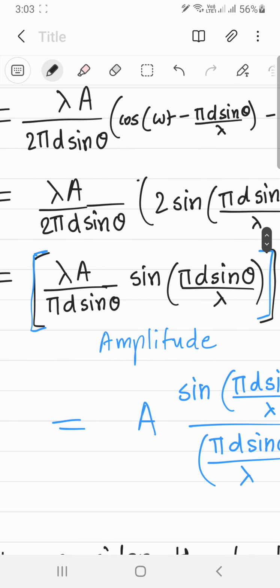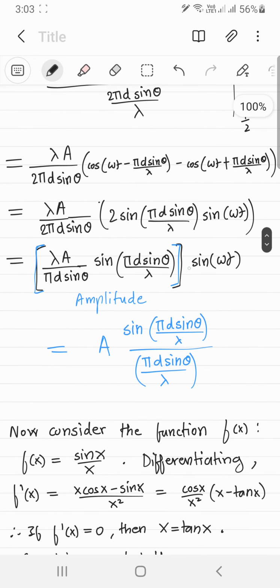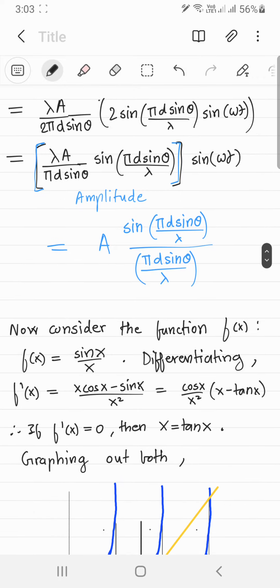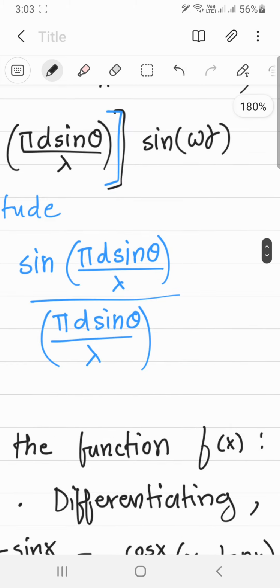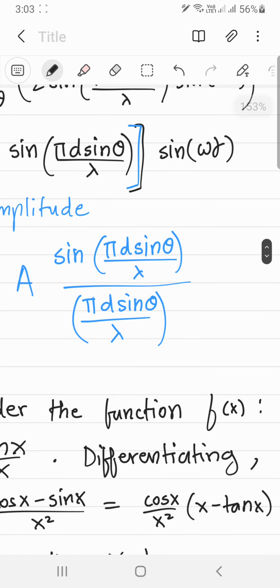This amplitude, it is in blue brackets, times sine omega t. So we finally found out what amplitude it should be. It's going to be a sine of whatever this thing is upon the same thing. What is this thing? Pi d sine theta upon lambda.